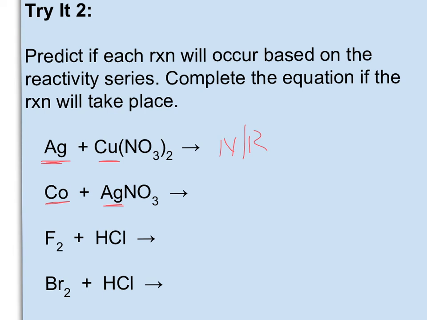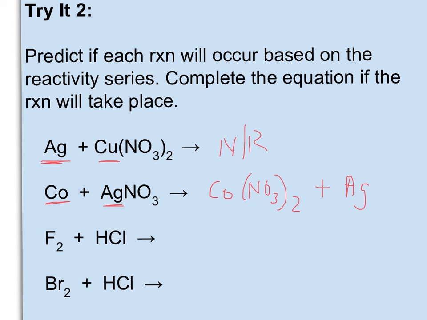So the cobalt is going to bump the silver off, and now I have to make sure I look at my oxidation numbers. Cobalt, I'm going to assume it has an oxidation number of 2 because I don't have information contrary to that, so we'll go with it. So that means it's going to form Co(NO3)2, and silver, like any other metal, will just be monoatomic.